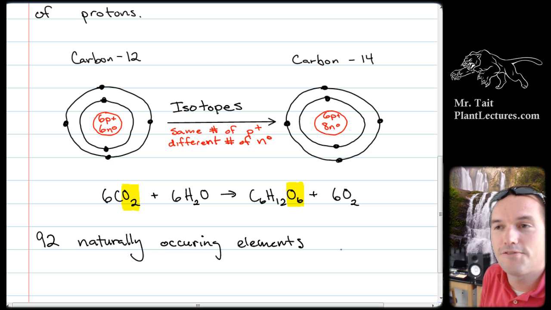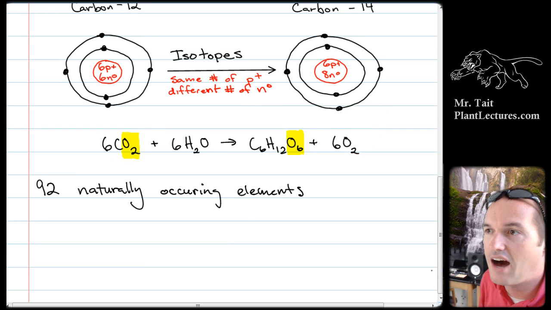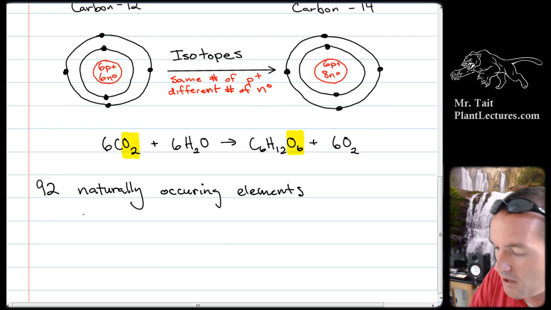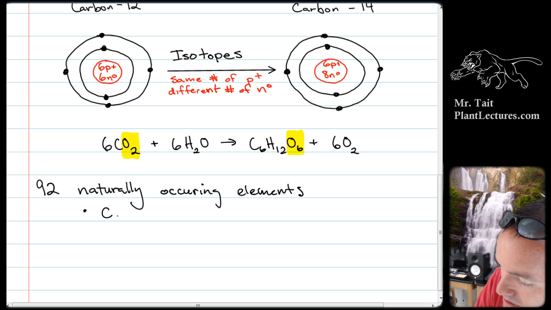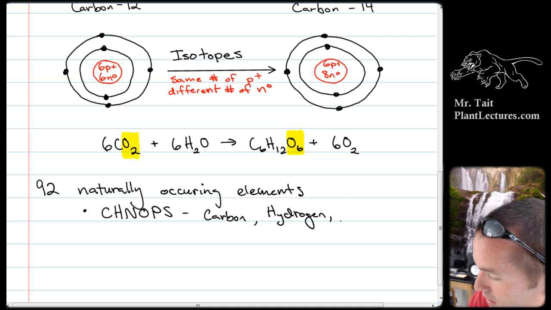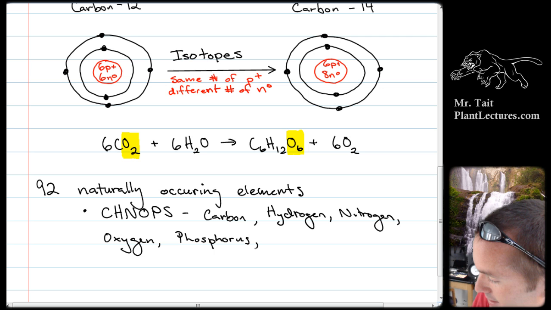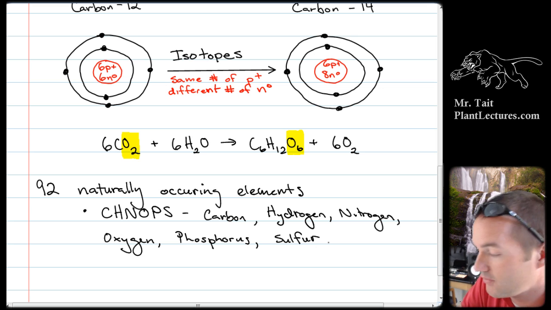But another thing I think that's very cool is that of these naturally occurring elements, the ones that are used for life are not the ones that would have to be third generation. The ones that are important for life are CHNOPS, which is carbon, hydrogen, nitrogen, oxygen, phosphorus, and sulfur. These are the things that are really important in living things.